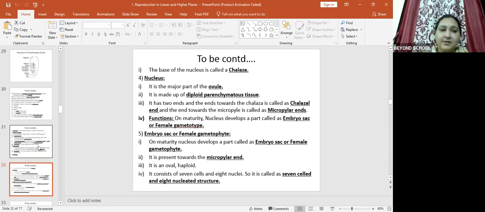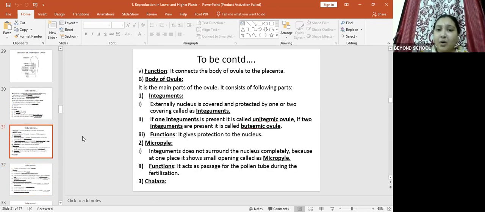Okay, now let us begin. Now, the body of the ovule has been majorly divided into the following parts. Firstly, I'll start with the integument. This integument, if you will see, Siddhant, is protecting what? It is protecting externally, and internally. But whom is it protecting? It is protecting our nucellus. So externally, the nucellus is covered and protected by one or two coverings of the integument.